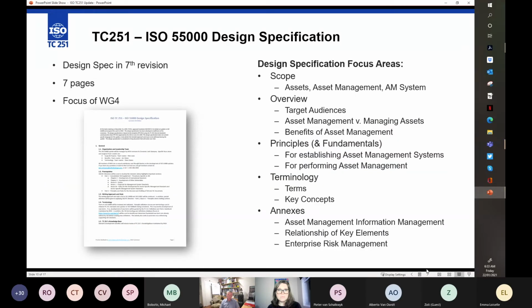So the design spec, which is underway now, we're trying to keep to 7 pages. This is for 55,000, which is the overview and guidelines document. The key issue for us here is to keep people from trying to explain everything in it. It's got to be fairly high level, but supporting of the standard and providing key information that people can look at and go, okay, now I want to know more in this particular area. But it is an overview document, not a detailed manual on how to do asset management, which is a challenge when you put a group of asset management professionals in a room.